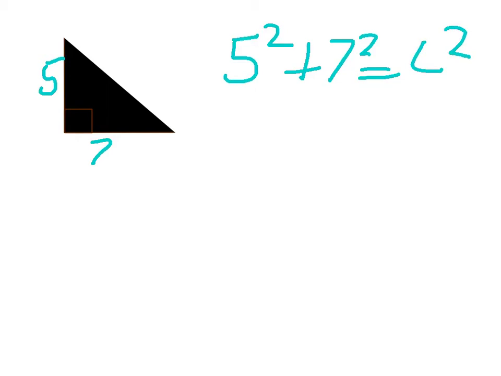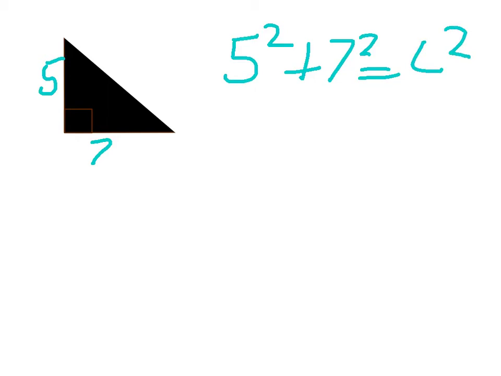In this problem, we are going to find the hypotenuse of the triangle. To do this, first you have to set up the problem. Since 5 and 7 are the legs, we will use them as a squared and b squared. So it will be 5 squared plus 7 squared equals c squared.